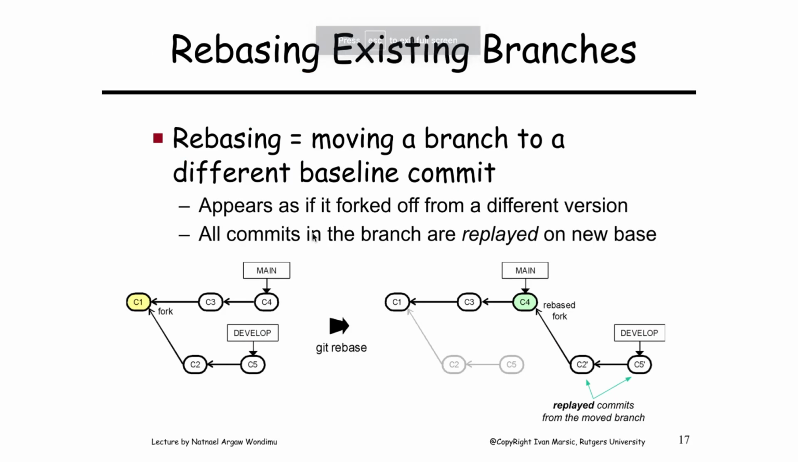The other important concept here is rebasing a branch. Rebasing is moving a branch to a different baseline commit. In a way, it appears as if it is forked off from a different version. All commits in the branch are replayed on the new base, as you can see here in the second diagram. I recommend you to read more about version control systems, specifically on Git.